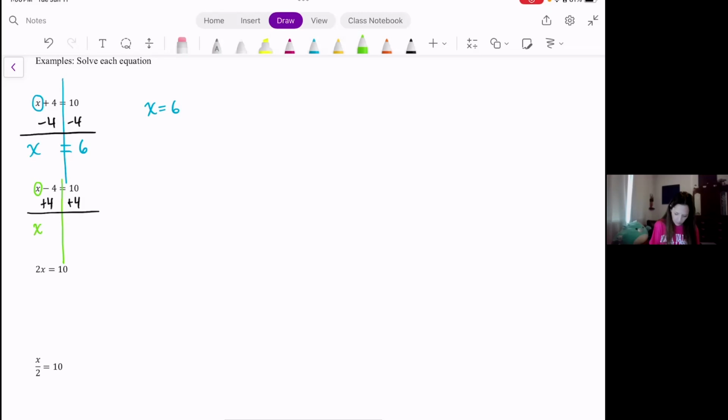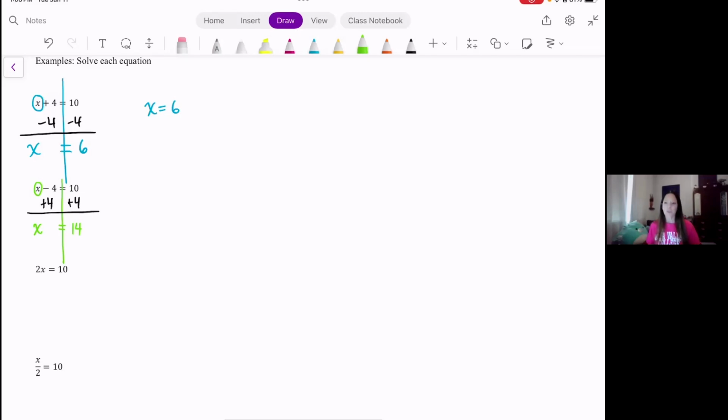I write my variable. -4 plus 4 is 0. 10 plus 4 is 14. When you have your equation, you're keeping things balanced. If you add 4 to one side and you don't do it to the other, then you're not staying equal. You have it tilted. You need to bring up the other side to keep it equal.